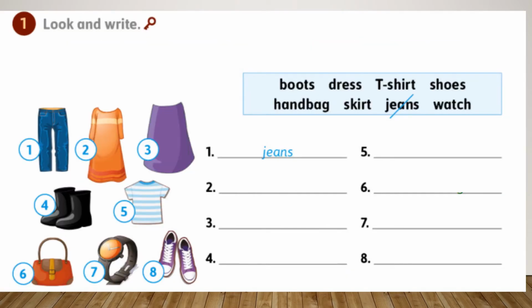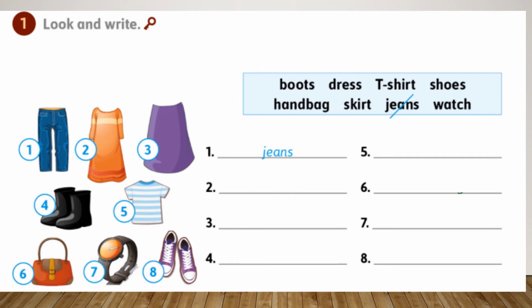Now, look and write. We have some words, actually some nouns in the box. What we need to do is to look at the picture and choose the correct or the suitable noun from the box. I'll give you time before I start. Read them. Take your time.